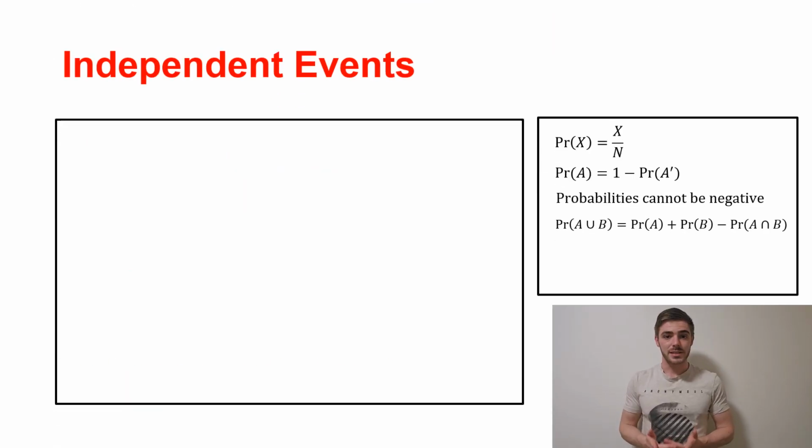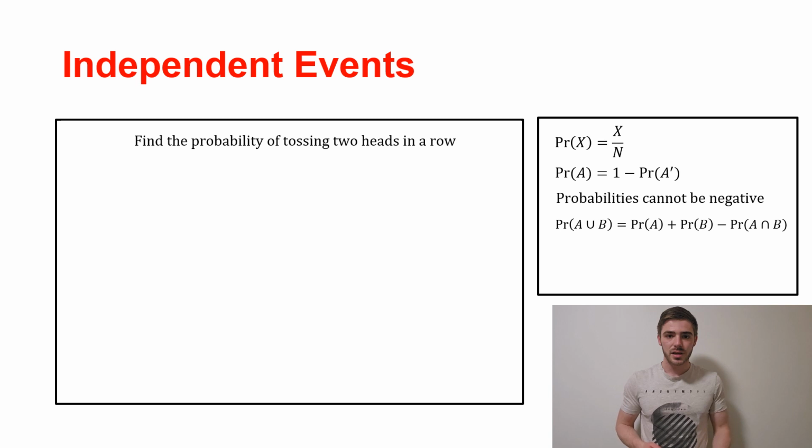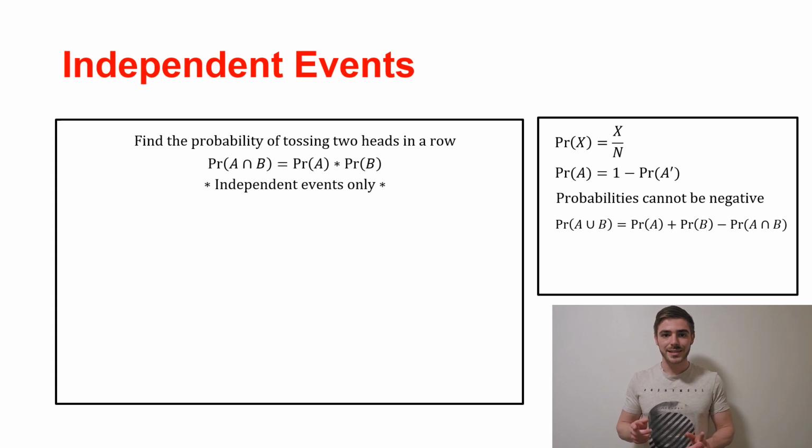Two events are considered independent if one event occurring has no impact on the probability of another event occurring. A classic example of this is a coin toss. If I tossed a head on my first toss, then the probability of me tossing a head on the second toss is still 50-50. Just because I tossed a head on the first toss does not change the probability of me tossing a head on the next toss. If two events are independent, then the intersection of those two events can be found by multiplying the probability of the first event with the probability of the second event.